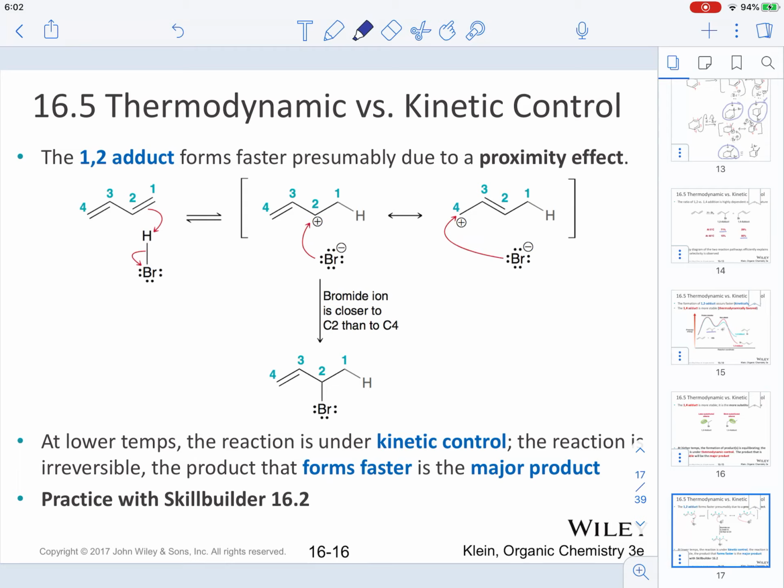That reaction is reversible, and the product that forms the fastest is the one that is going to be the major product. So remember, when it comes to the 1,2 versus the 1,4, it's going to be controlled by temperature. The lower the temperature, the more favorable the 1,2 adduct is going to be. But if you have higher temperature, then the 1,4 adduct is going to be the most stable product.